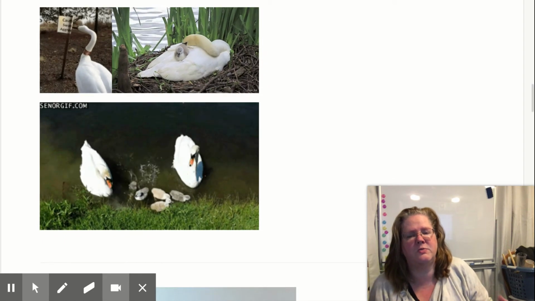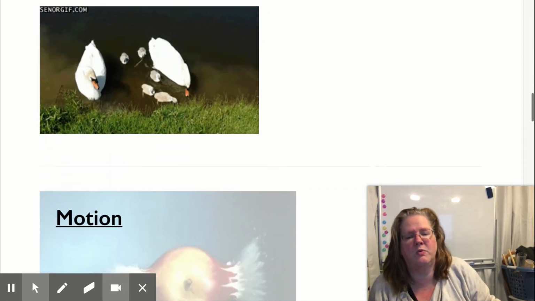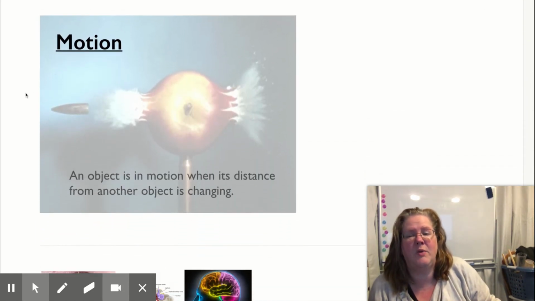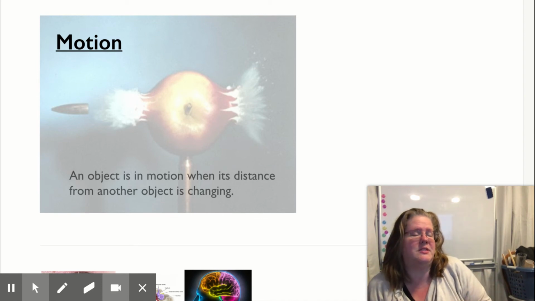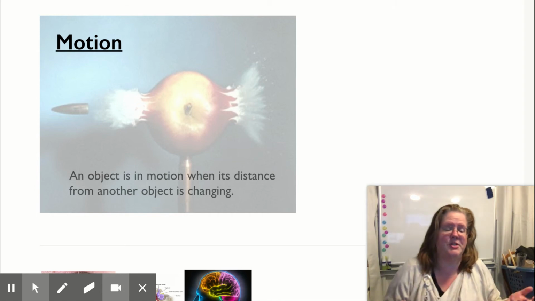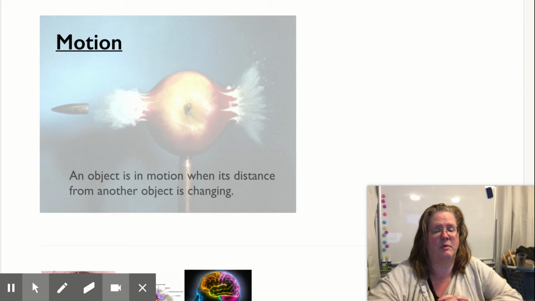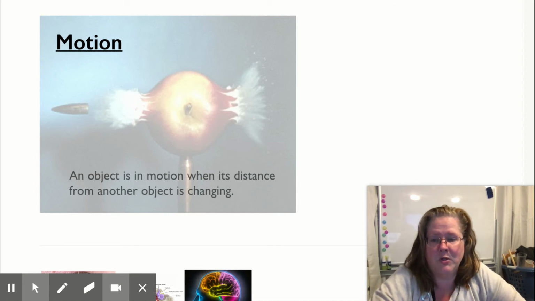So frame of reference really allows us to determine what's moving compared to something else. And we know something's in motion when its distance from another object is changing. So officially, an object is in motion when its distance from another object is changing. Okay, I've said it twice. Remember it. Go back, read it 4 or 5 more times.